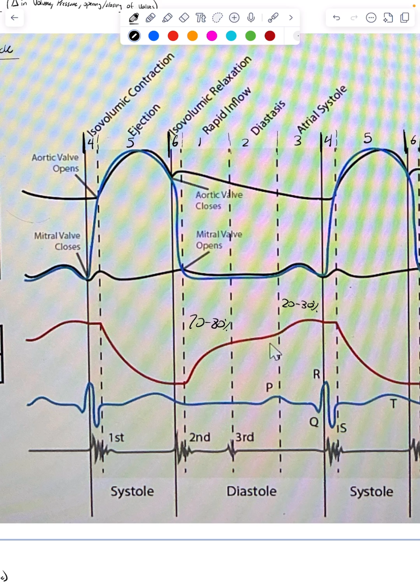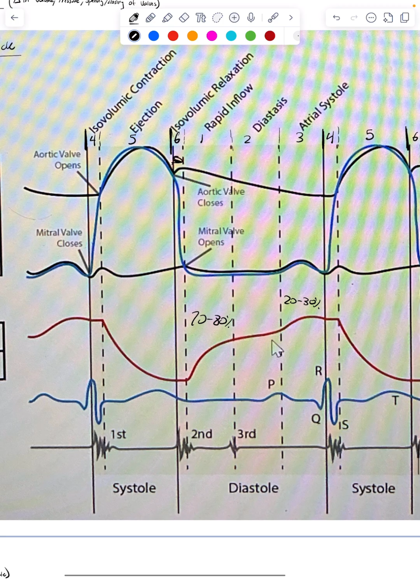Now that was diastole, in almost its majority, because we still have this part of diastole that we have to talk about, this part right here, and we will. But I like how we're going, so let's keep going.